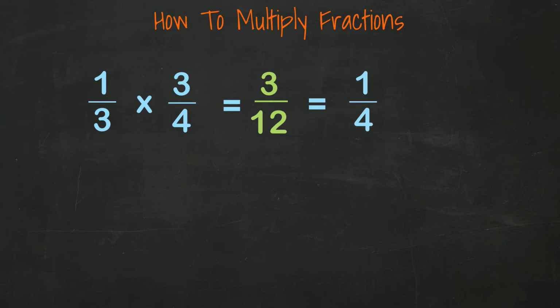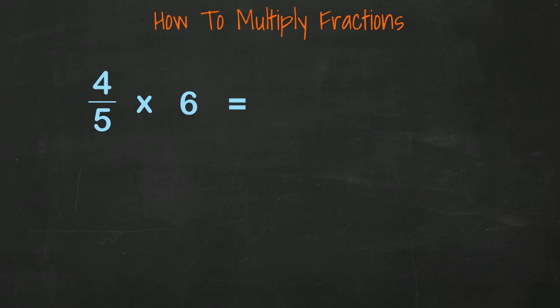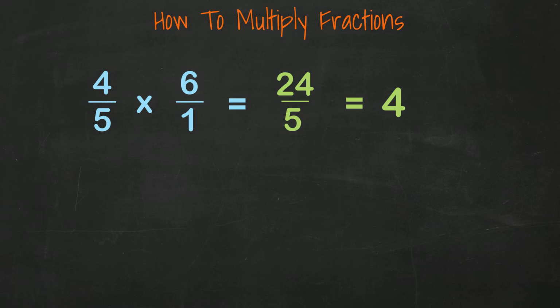Next example, 4/5 times 6. The first thing you've got to do here is put our whole number of 6 into fraction form. 6 becomes 6/1. Just like the previous example, we multiply straight across. 4 times 6 is 24, and 5 times 1 is 5. 24/5 is the result. To convert this to a mixed number, we would divide 24 by 5. We know 5 goes into 24 a total of 4 times, with a remainder of 4. So the mixed number is 4 4/5.